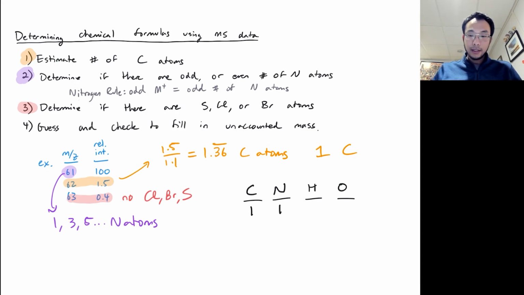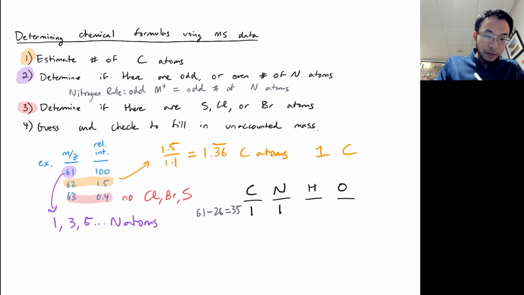If that's the case, we are missing how much here? So this would be 61 minus 26, so 35 mass units. You can imagine doing something like this, right? I could just go in and write in 35 hydrogens to account for all 35 of those and 0 oxygens. This should immediately strike you as unreasonable. There's no way to have a molecule with 1 carbon, 1 nitrogen, and 35 hydrogens, right? So this is just an unreasonable guess.